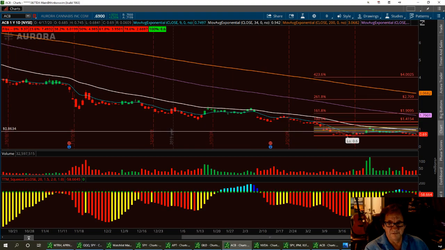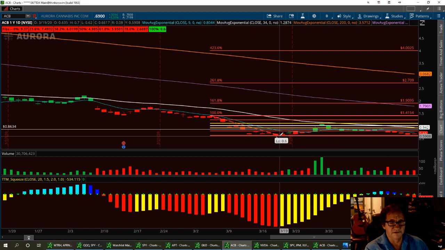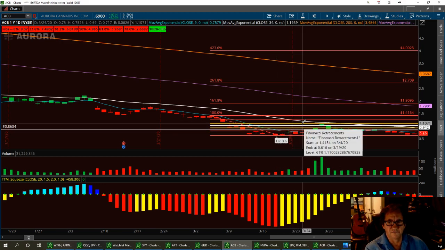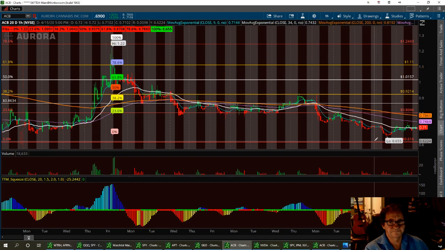I wouldn't be holding it for long term, but we are at a double bottom. We did hit that at 60 cents, and we do have a little resistance level right around the 110. So the dollar mark is going to be like our little resistance area. Let's pull up the 20-day. 20-day pullback. We have a support level right here.